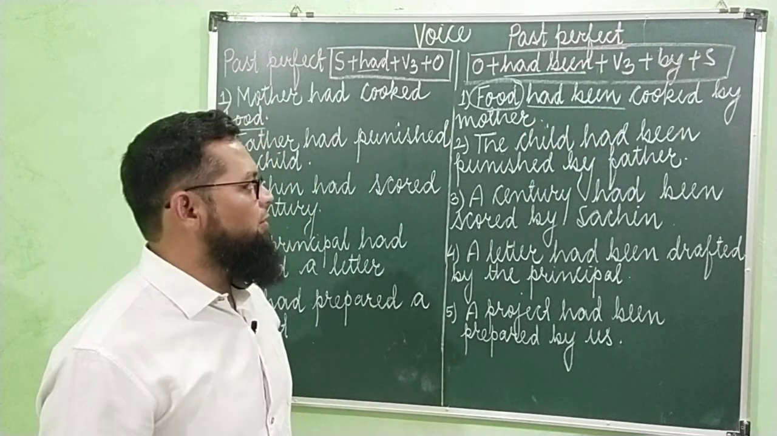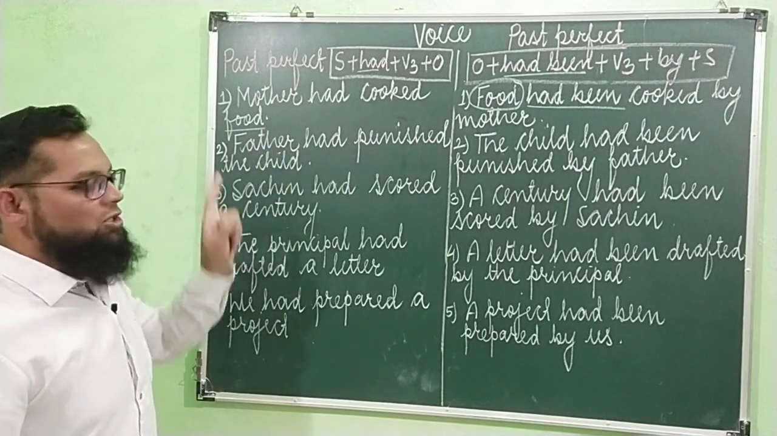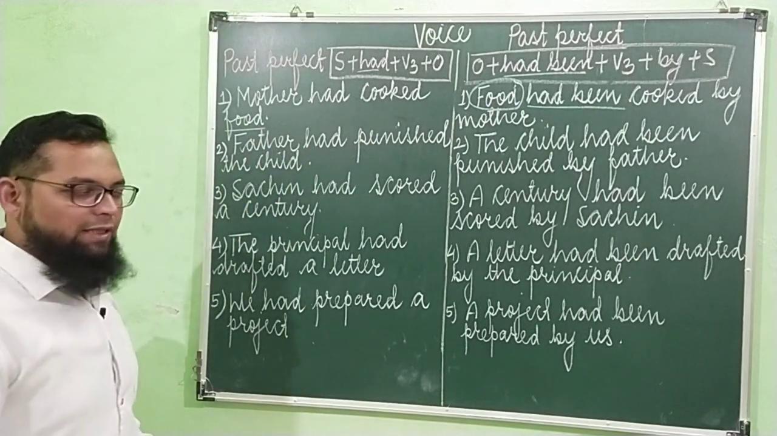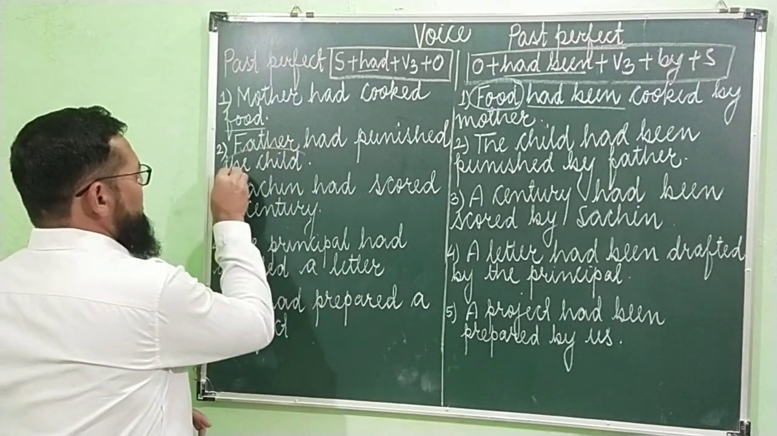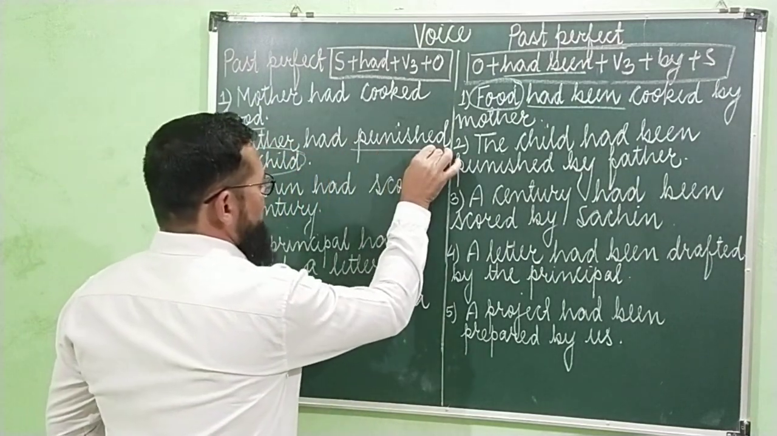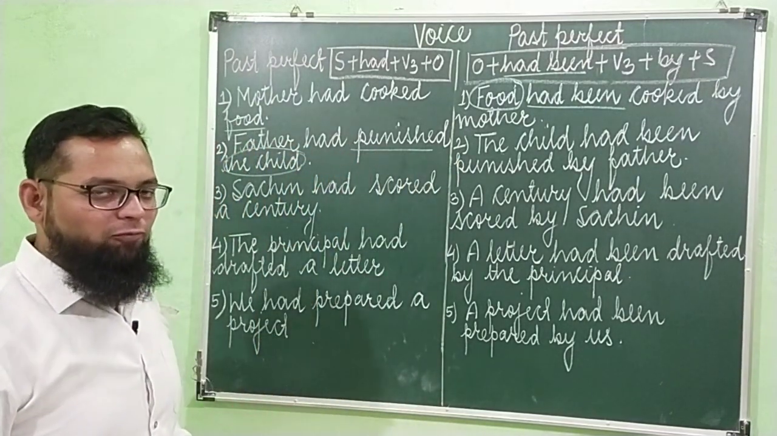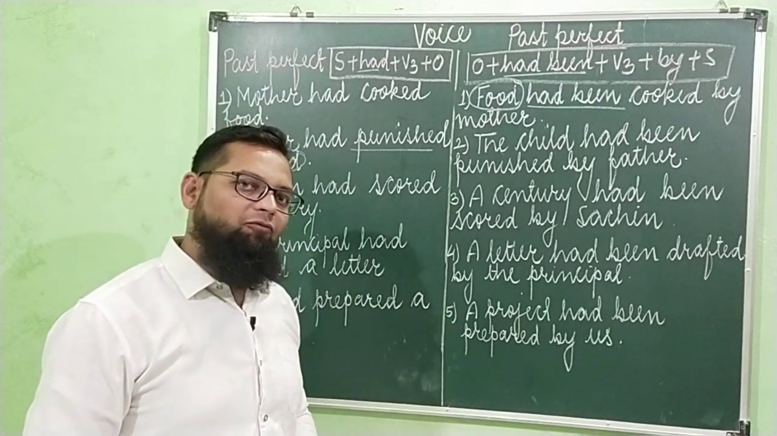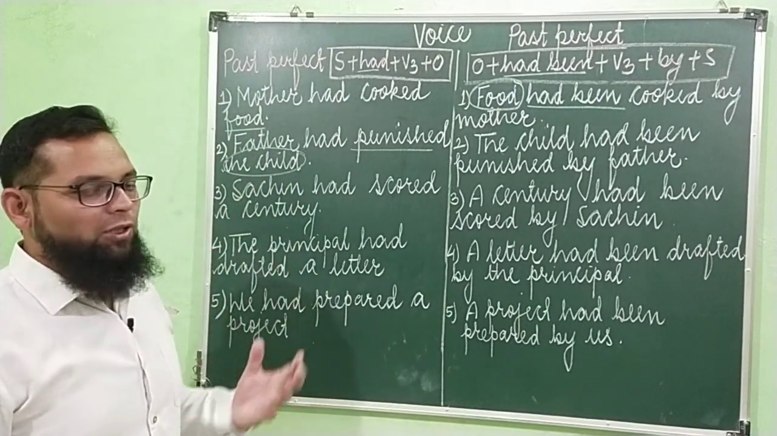Then second example, father had punished the child. So what is the object in the sentence? The child. What is the verb? Punished. What is the helping verb? Had. And what is the subject? Father. Now we are supposed to convert it into passive voice.